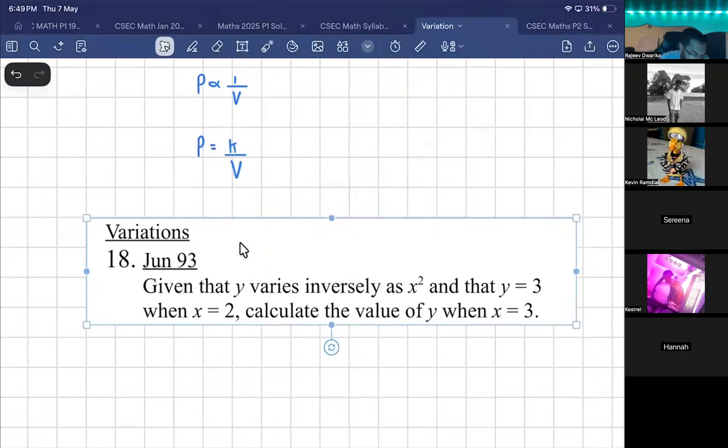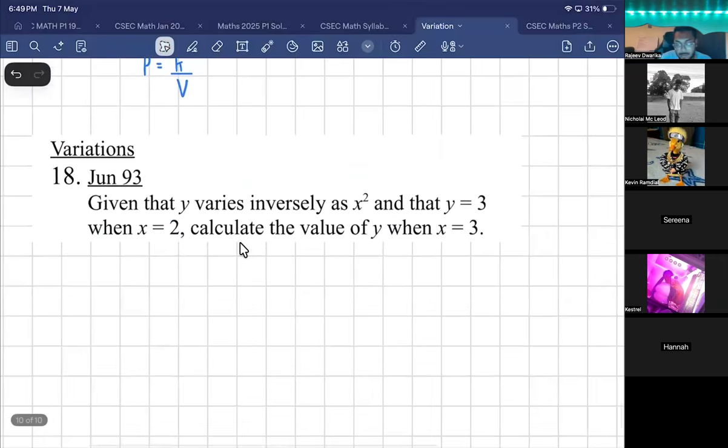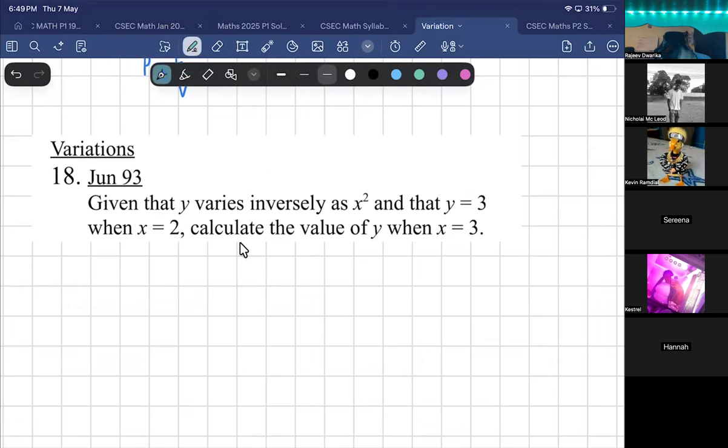Yes, sir. All right, so give the question a read for me. Given that y varies inversely as x squared and that y equals 3 when x equals 2, calculate the value of y when x equals 3. So here we're going to identify what two quantities they're talking about. Over here, they're talking about y and x squared. So we are going to say that y is proportional to x squared? No, sir. We're going to say y is proportional to what? 1 over x squared. Right. Do you guys understand this?